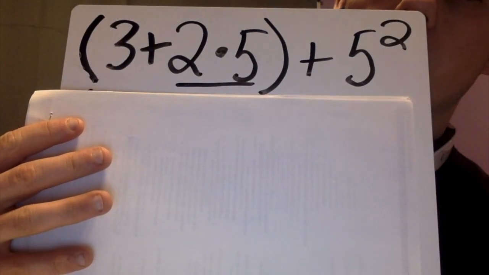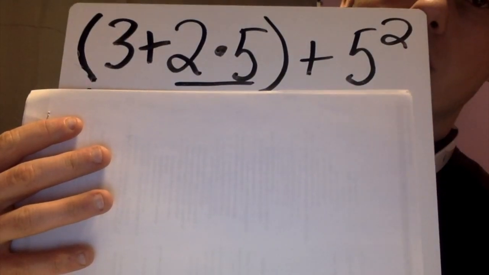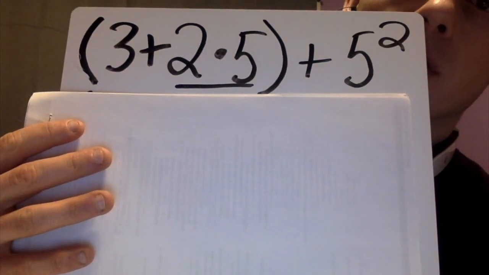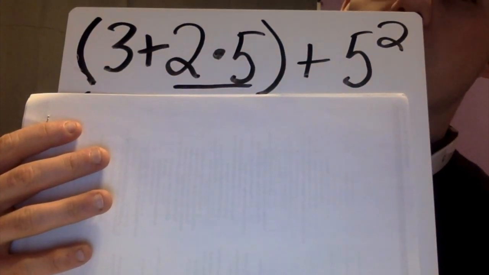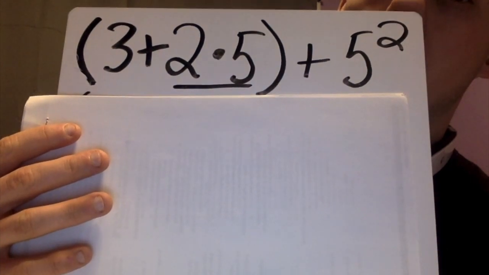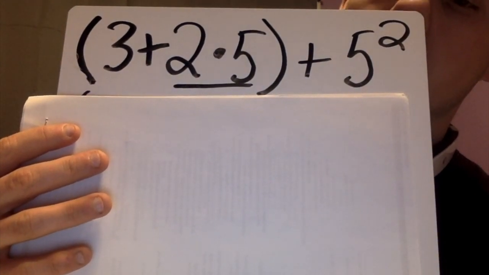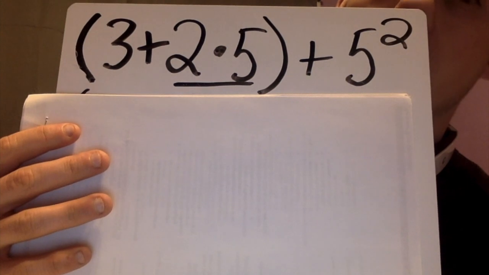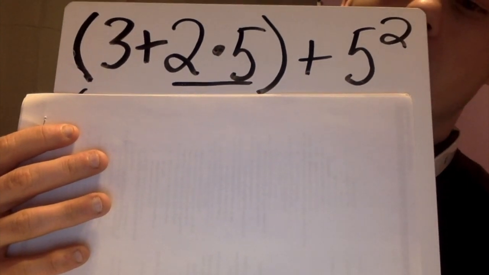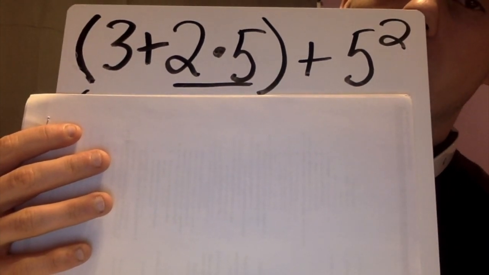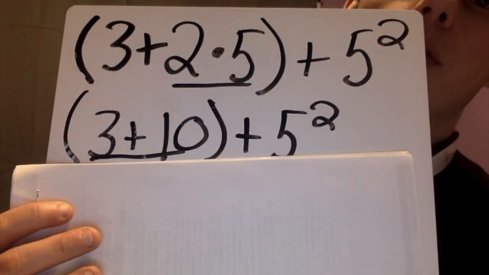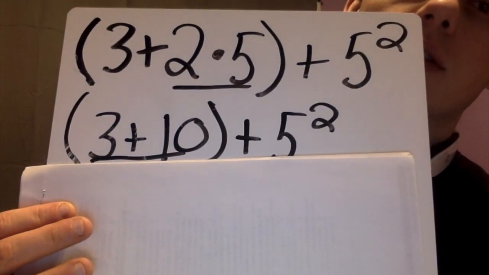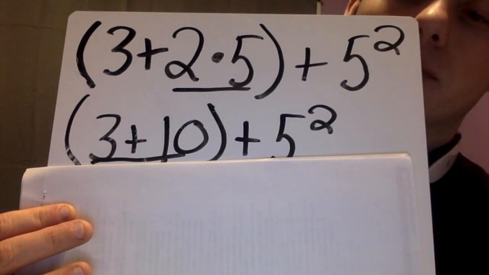Here's the next problem we'll be doing. So we identify first things first, parentheses. We move on. Is there any exponents within the parentheses? No. So we move on to multiplication. Is there any multiplication? Yes. So we multiply 2 times 5, and we go down to 3 plus 10 plus 5 squared.